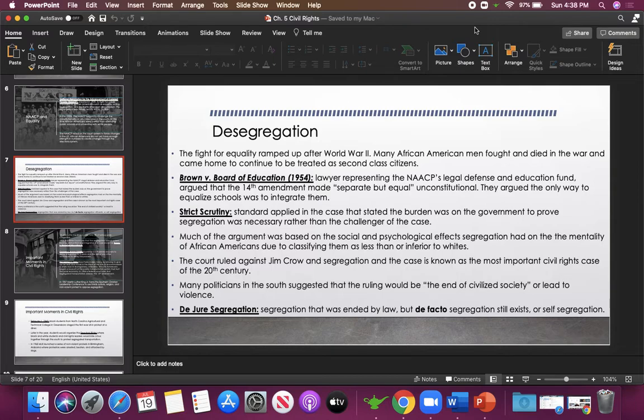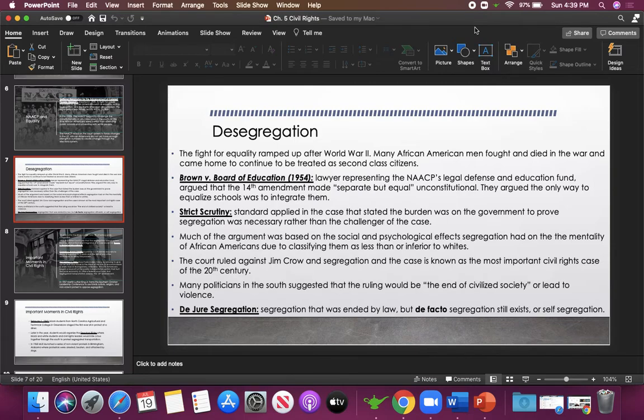Much of the argument that the NAACP makes is that segregation is having social and psychological effects on the African American community, that essentially classifying an entire group of people as inferior or second class citizens is hampering their ability to be successful. This is a very strong and compelling argument. And in this case, the court strikes down Jim Crow law and segregation in the South. And like we said, it becomes known as the most important case in the 20th century.